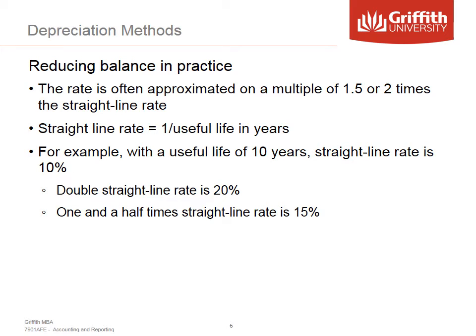The straight line rate, in this example here, if the useful life was 10 years, then the straight line depreciation rate would be 10%. That's to say the asset's cost is spread over 10 years, which means 10% each year. So using that approximation of the formula, if we used double straight line, then the rate would be 20%. Or if we used 1.5 times straight line, then the rate would be 15%. Now in the next overhead, let's look at the different way that that is applied in this reducing balance methodology.